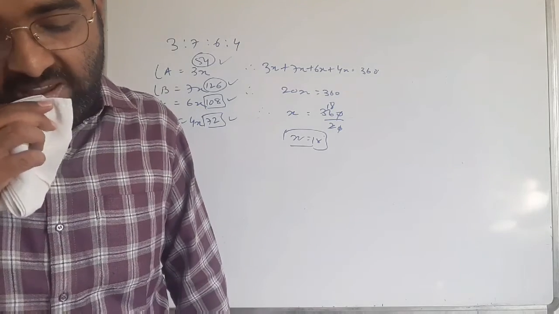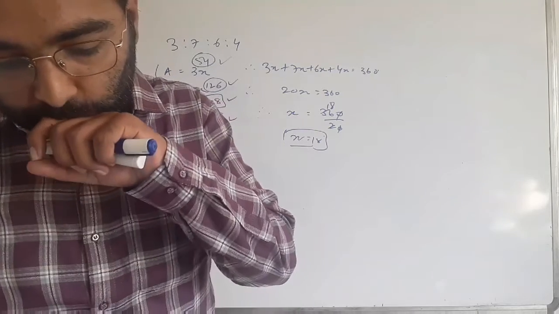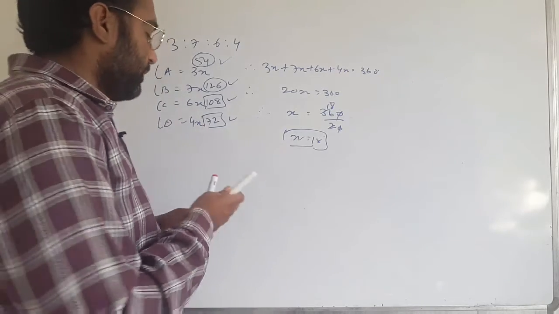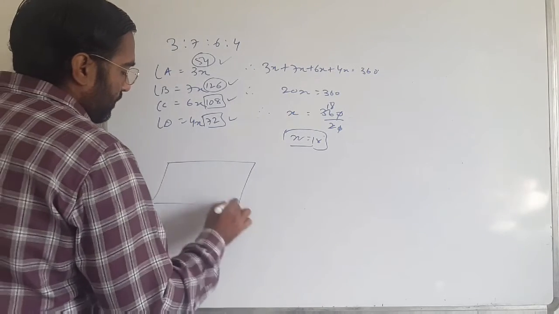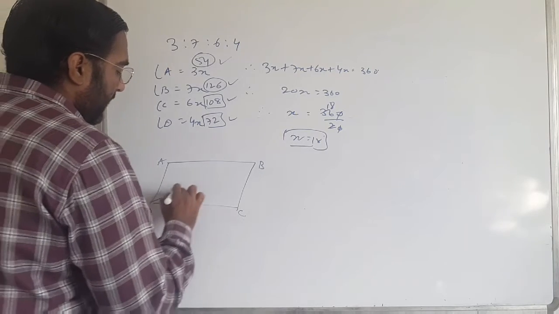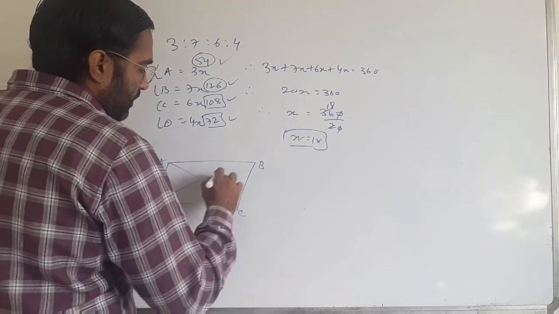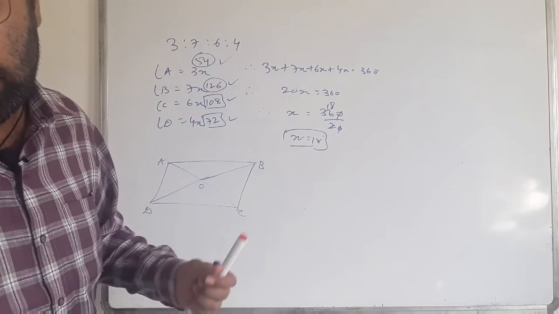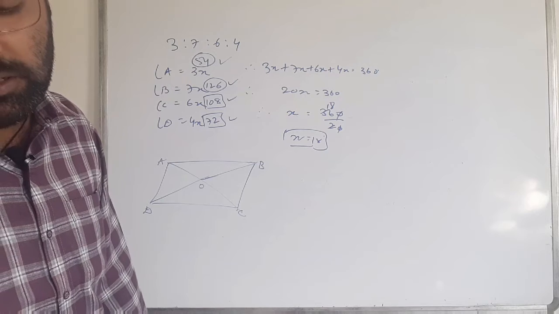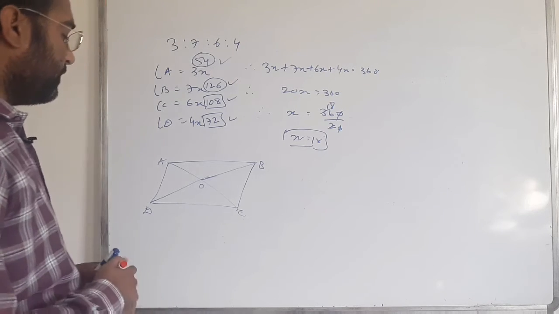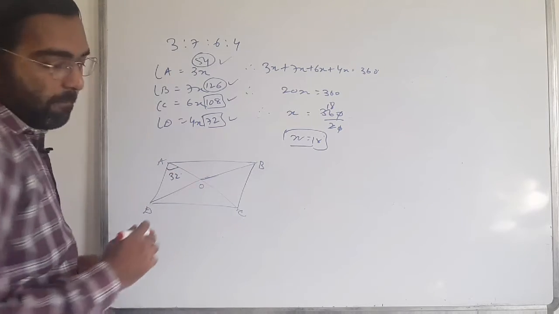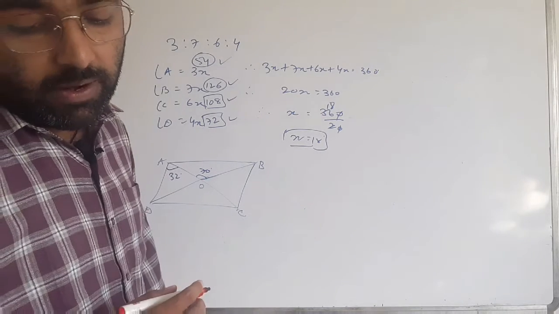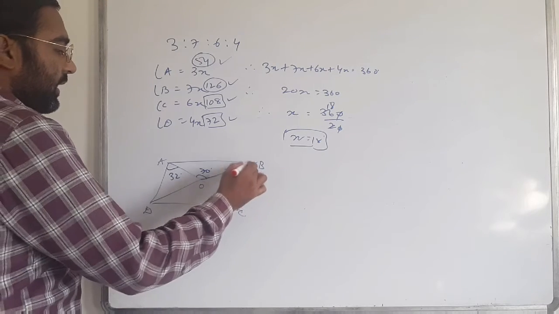Now we move to the second question: the diagonals AC and BD of parallelogram ABCD intersect each other at the point O. If CAD is 32 degrees and AOB equals 70 degrees, find DBC.